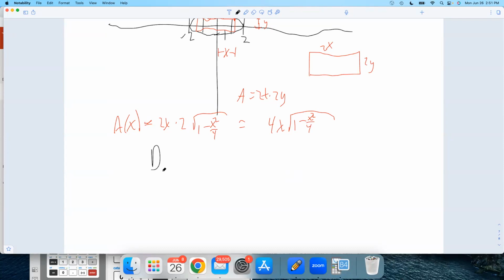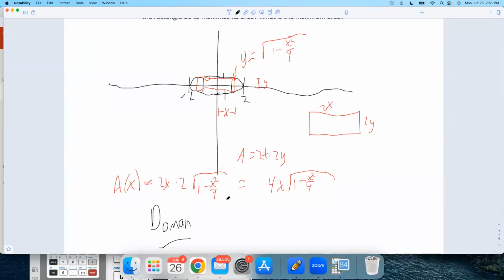Let's write our domain. What x values make sense here? The smallest length I could have mathematically would be 0. And what's the biggest that x could be? 2. And it should be pretty obvious to us that when x equals 0, my rectangle has 0 area. And when x equals 2, that would be 4 over 4, 1 minus 1 is 0, you get 0. So both of the extremes would just be a line or a line segment. We would have no rectangle.